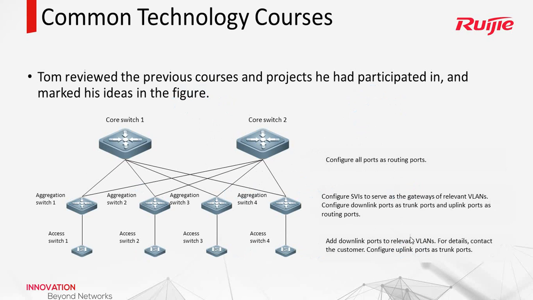So, first we need to add all of these downlinks to the relevant VLANs, and then the links between the access and the aggregation switches, we should change them to trunk. Then, for the aggregation and the core switches, we should change these ports to routing ports.